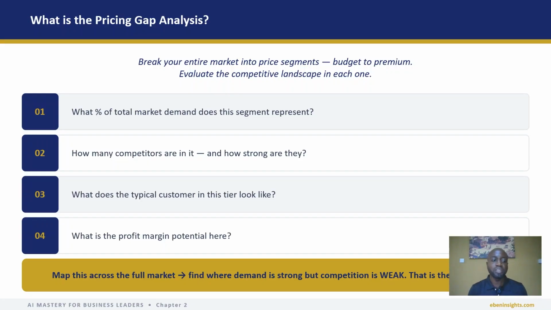Once you map out those factors across the segments, something interesting usually appears. The segment attracting the most competitors is often not the most profitable segment. It's simply the most visible segment. Meanwhile, there is often another segment where demand remains strong, competition is relatively low, and margins are significantly better. The hidden opportunity is in the pricing gap analysis.